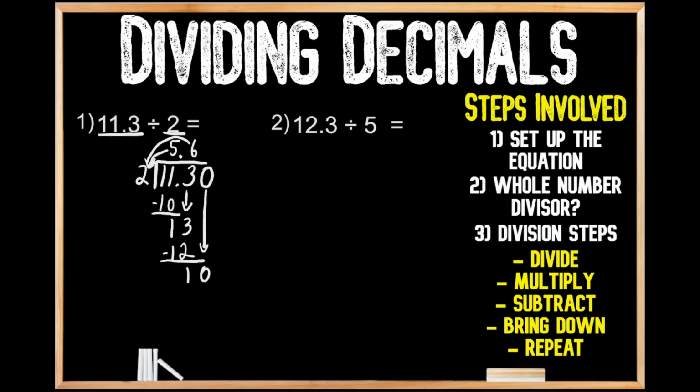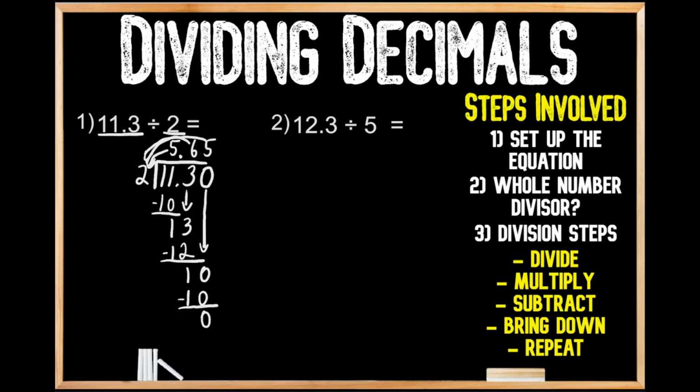And now we're left with 10 for when we repeat the division process. So we think, how many groups of 2 can I make out of 10? And I know that I can make 5 equal groups of 2 out of 10. Then with our next step, we multiply once again, and we already know that 5 times 2 gives us 10. And when we subtract 10 from 10, we're left with 0.